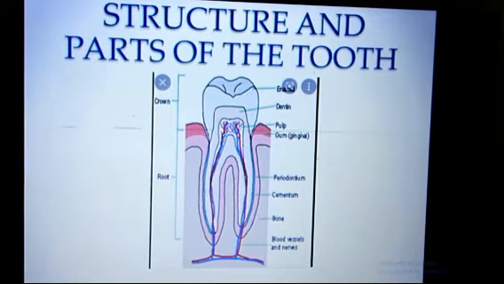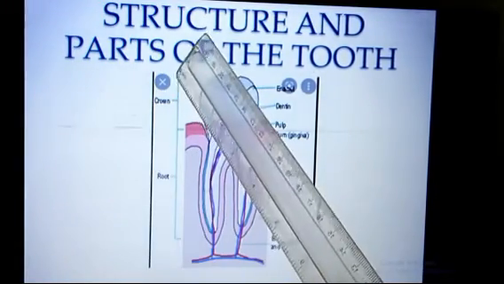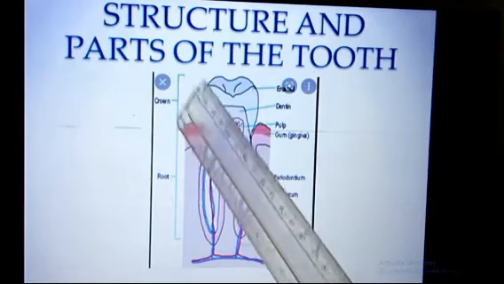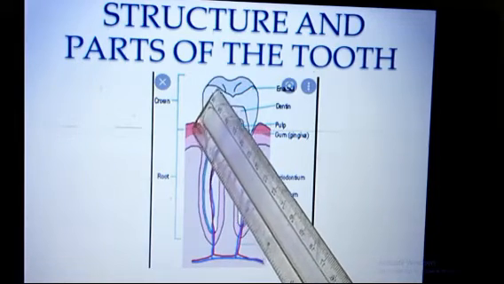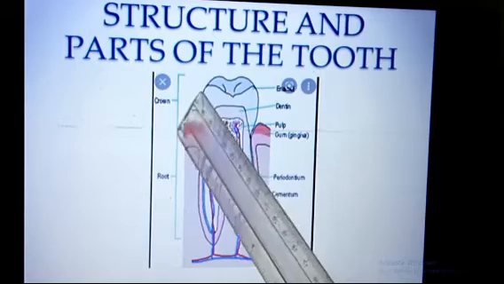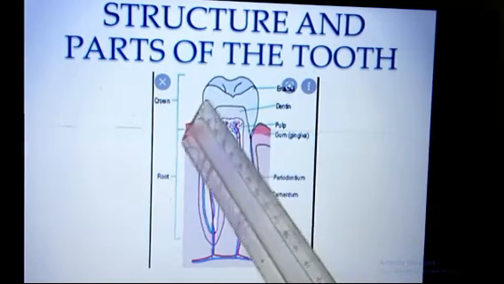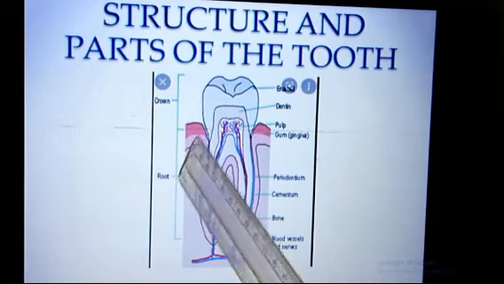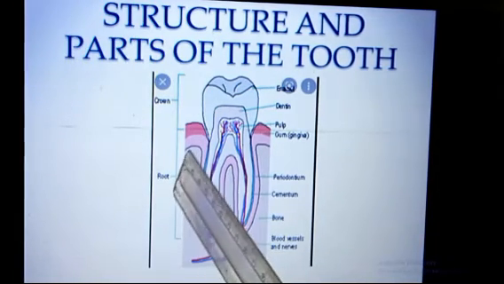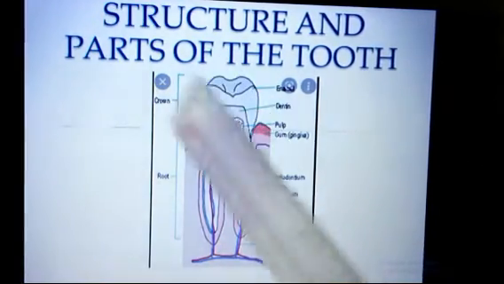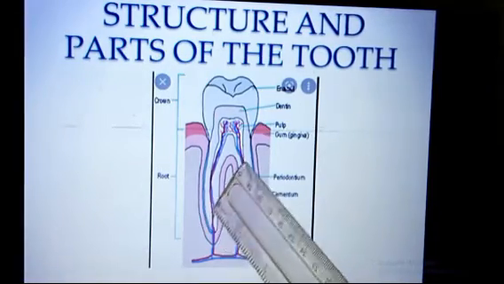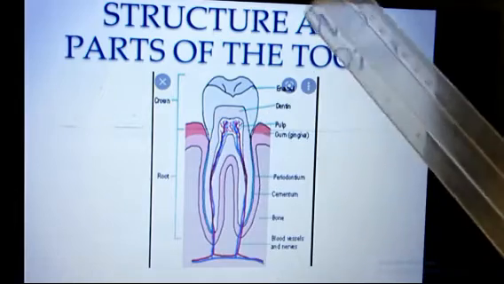Now when we look at the structure and parts of the tooth, we will first of all look at the outside part. The outside portion of it is called the crown. Between this part and the gum, we will refer to it as the neck. Then from the gum up to the last part, we refer to that part as the root. So that is the external part of the tooth. There are three parts of the external part, which are the crown, the neck, and the root. Let's come to the internal part.